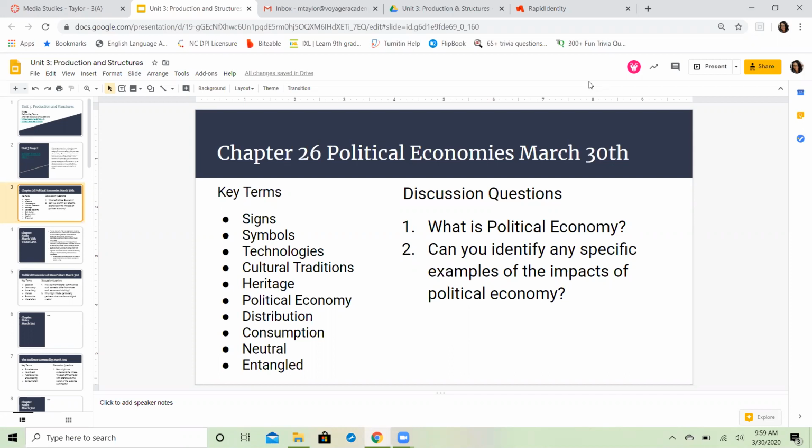All right, and so your two discussion questions today, once we finish, you're going to want to answer: what is a political economy? And question 2, can you identify any specific examples of the impacts of a political economy, okay?